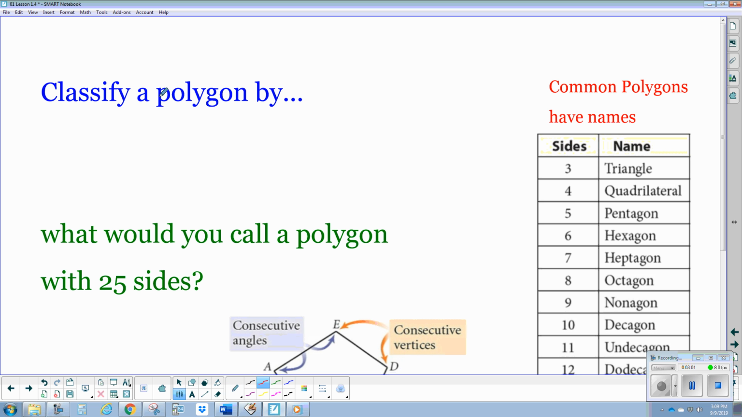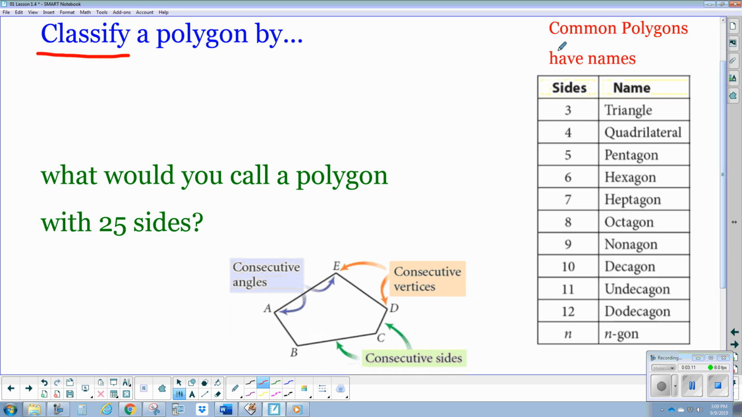So there are two ideas we're going to talk about with polygons. One is classifying polygons, and when we classify a polygon, we classify it by the number of sides. So here are some common polygons. For this class, you should for sure know everything up to octagon. You should know that a polygon with 3 sides is a triangle, a polygon with 6 sides is a hexagon. You should know all of these terms.